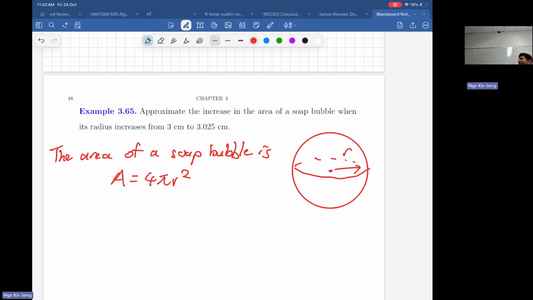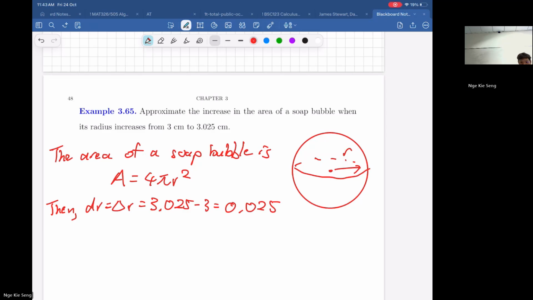If you want to compute the actual thing, you just put r equals 3 and r equals 3.025, and then you take the difference in A. That's the difference. But we just want to approximate it, so that you don't need to deal with these square calculations. So how are we going to do that? Let's get the delta r first. Delta r is 3.025 minus 3, which is 0.025.